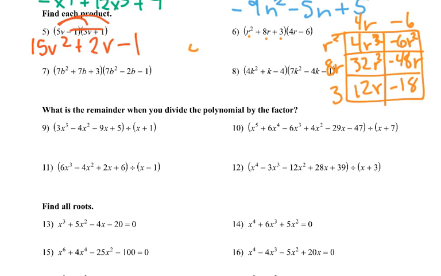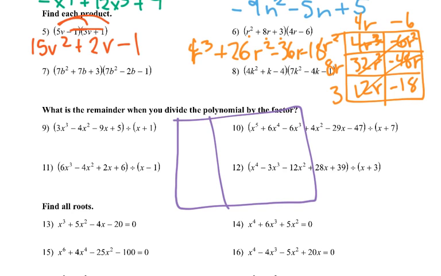Then combine like terms, so I get 4r cubed. Then negative 6 and positive 32 would be a positive 26r squared. Negative 48, positive 12 would be a negative 36r. And then minus 18. Okay, and that works the same way. Regardless of how many terms you get, you can just keep creating boxes that are big enough.